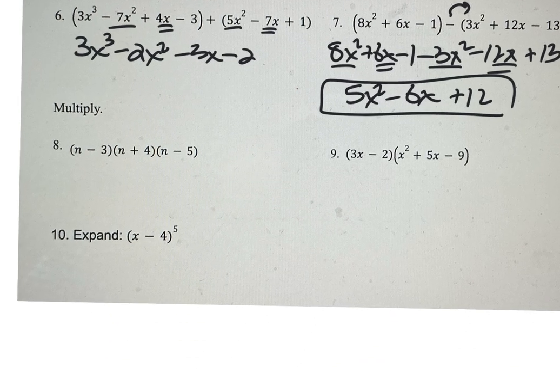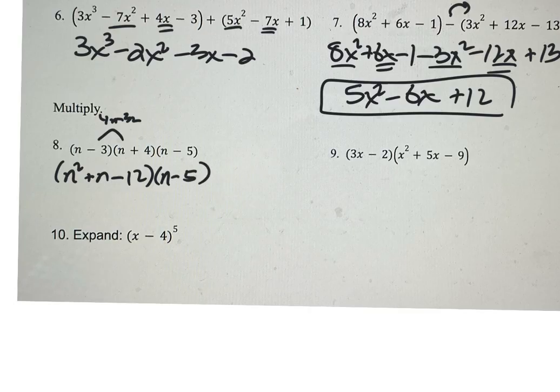Number 8. My goodness, got a bunch of binomials there. I'm going to do FOIL on the first two. And if I do that, I get n squared. If I do outer, I get 4n. Inner is negative 3n. That's just 1n. And then negative 3 times 4 is negative 12. And I still have that n minus 5.